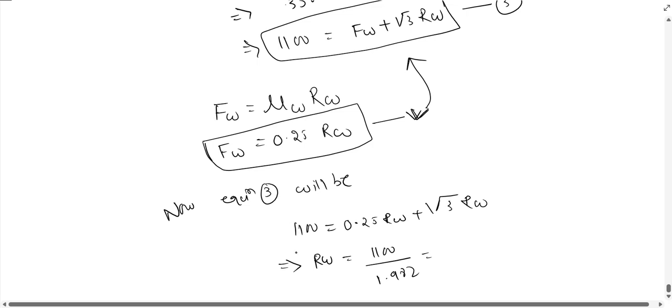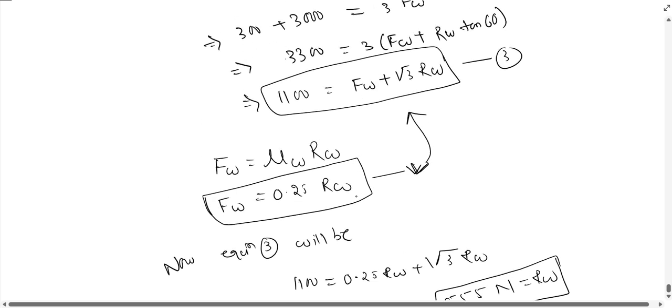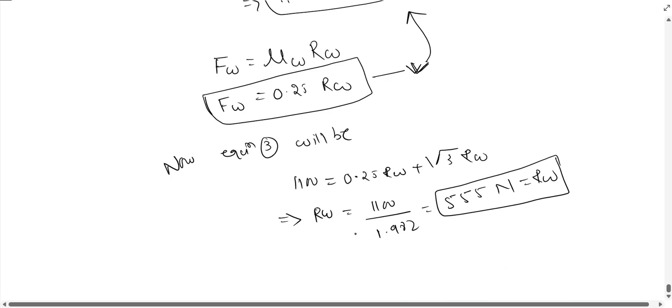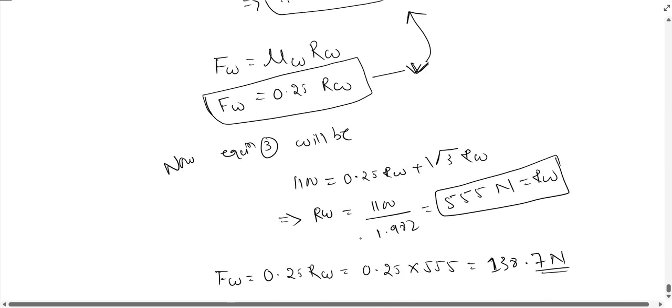1.982. The total will be 555 Newton, and we have got the value of Rw. So now we have got Rw, which is equal to 555 Newton. Then we will calculate Fw. Fw will be 0.25 Rw, or 0.25 into 555 Newton, which is equal to 138.7 Newton. So we have got the value of Fw.